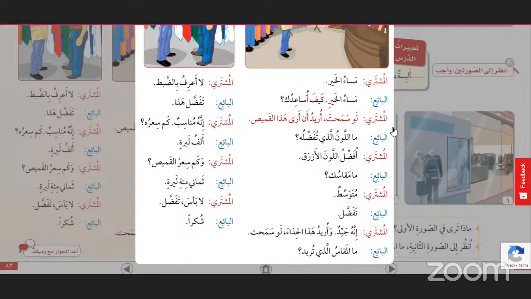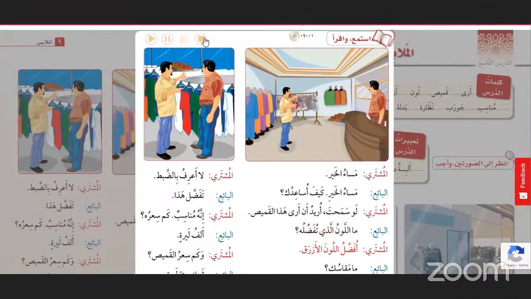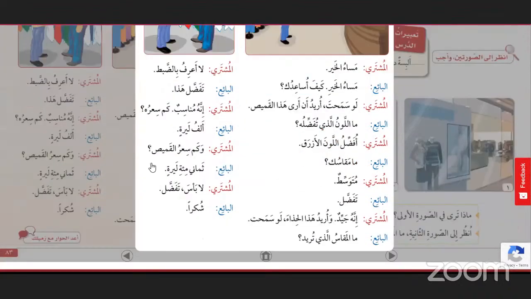لو سمحت أريد أن أرى هذا القميص. What is the meaning of the sentence? I see this shirt. What is لو سمحت? Excuse me, I think. Okay, لو سمحت, excuse me.